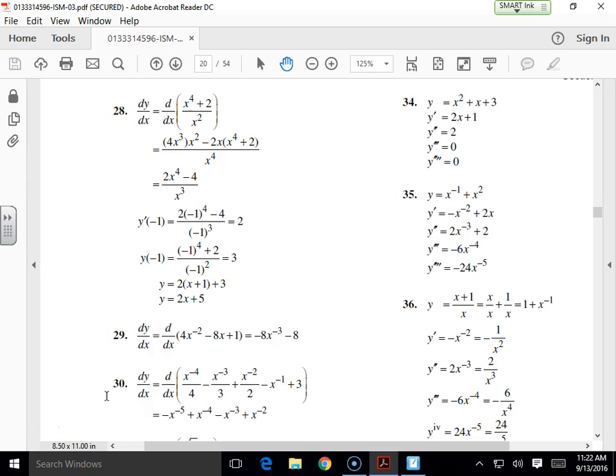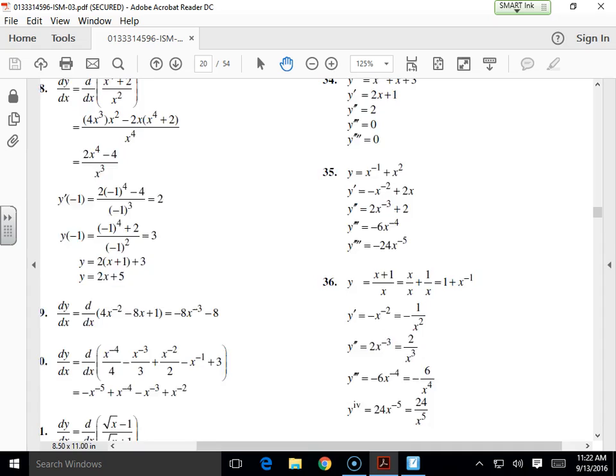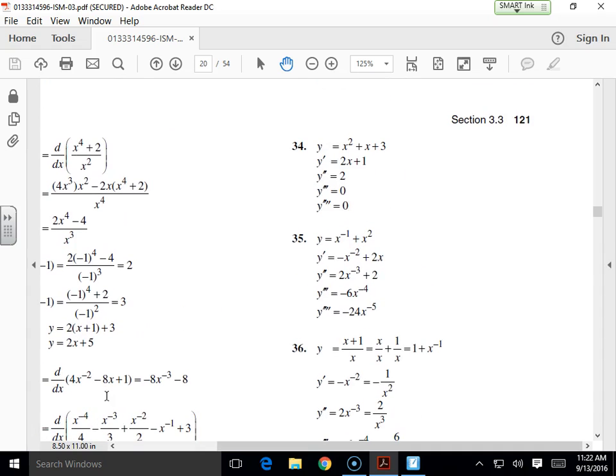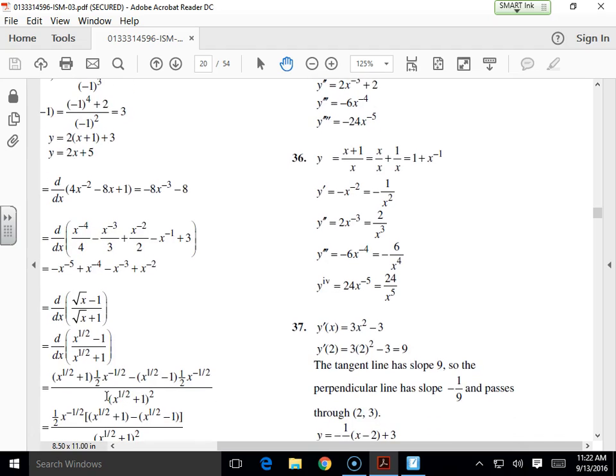Next one, 34. First derivative 2x plus 1, second derivative 2, and then the rest are going to be trivial because they're all zeros, yeah? Next one, 36. Negative 1 over x squared. Positive 2 over x cubed. Negative 6 over x to the fourth. Positive 24 over x to the fifth.